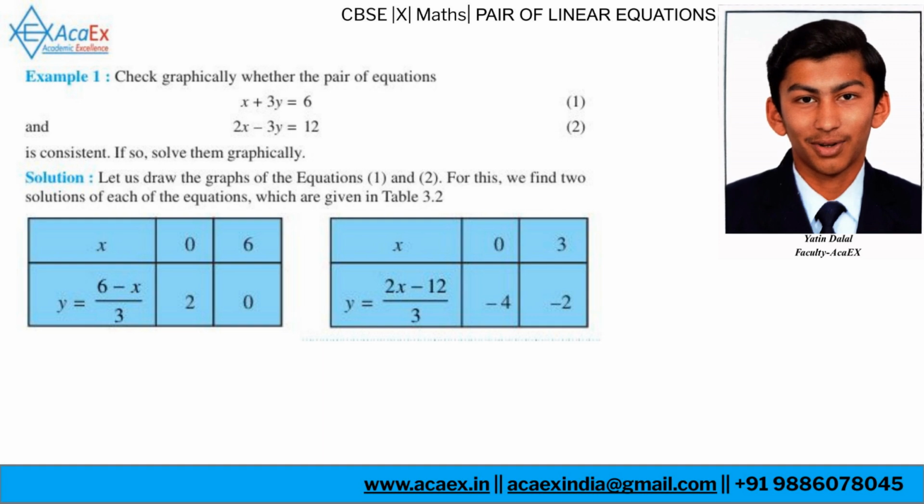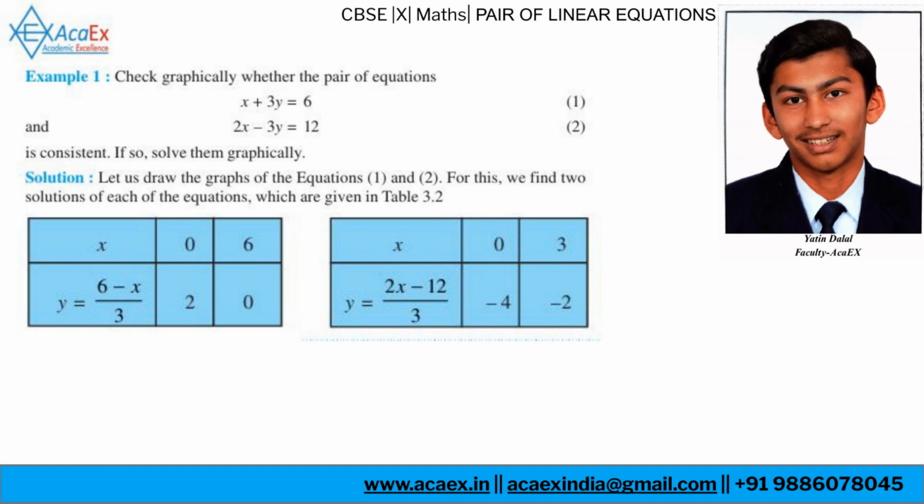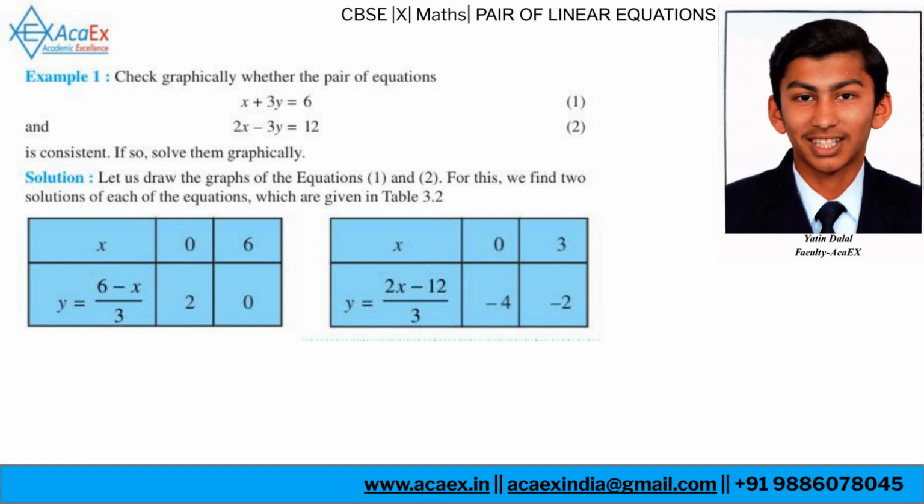Example 1. Graphical solution. Let's check if the pair of equations x plus 3y equals 6 and 2x minus 3y equals 12 is consistent and solve it graphically. To do this, we find 2 points for each equation to draw the lines on a graph. For the first equation, if x is 0, y is 2. If x is 6, y is 0. For the second equation, if x is 0, y is negative 4. If x is 3, y is negative 2.